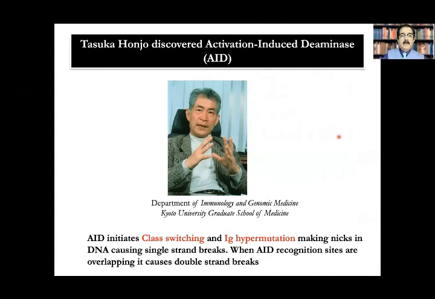All right. So now we'll get into the mechanisms of how you bring about class switch recombination. This is Dr. Honjo. He won the Nobel Prize. He discovered an enzyme called activation-induced deaminase (AID), and this enzyme is important because it induces class switching and immunoglobulin somatic hypermutation, which I'll tell you about in a minute.